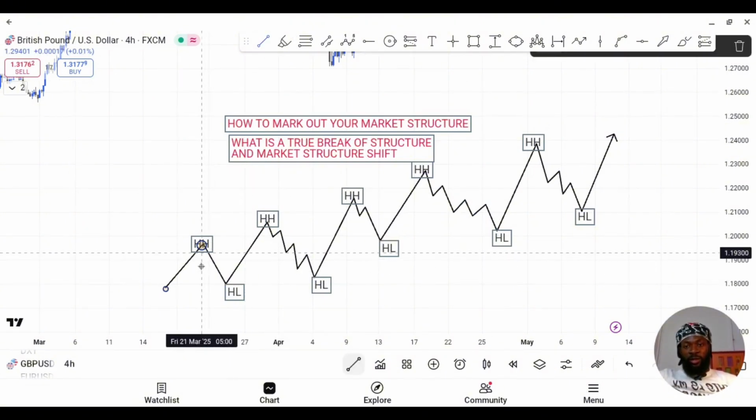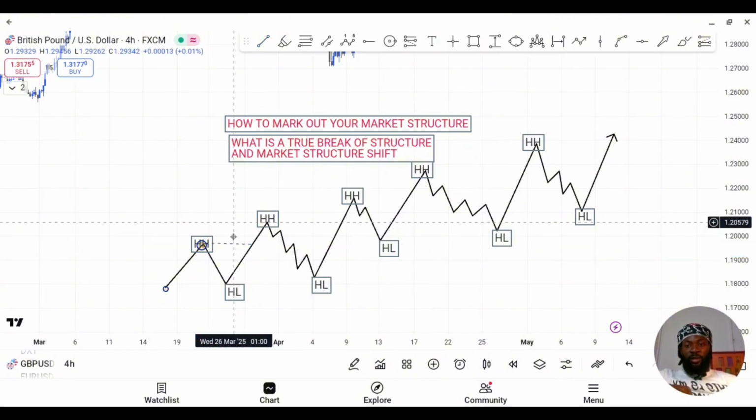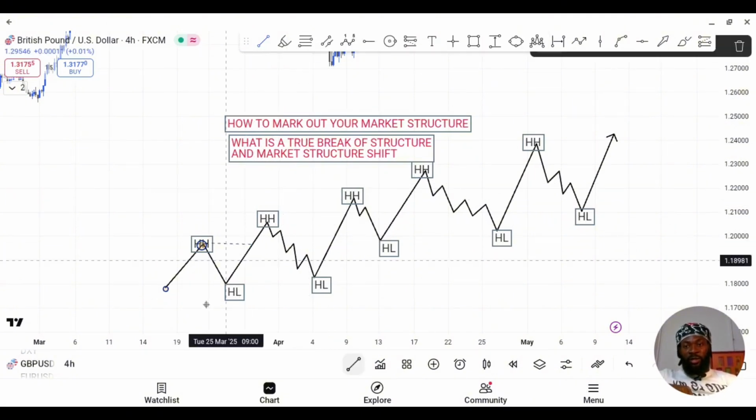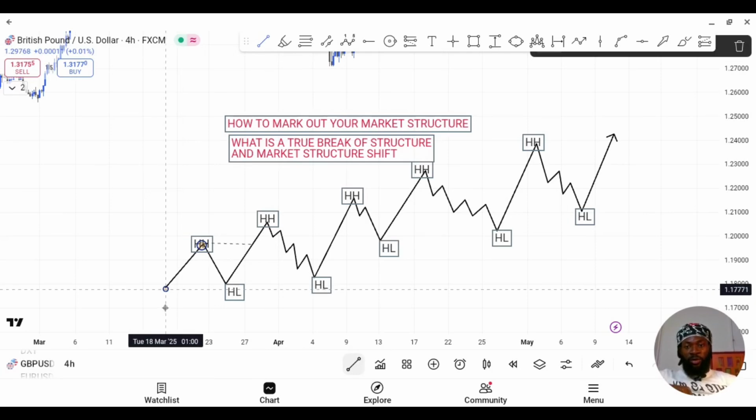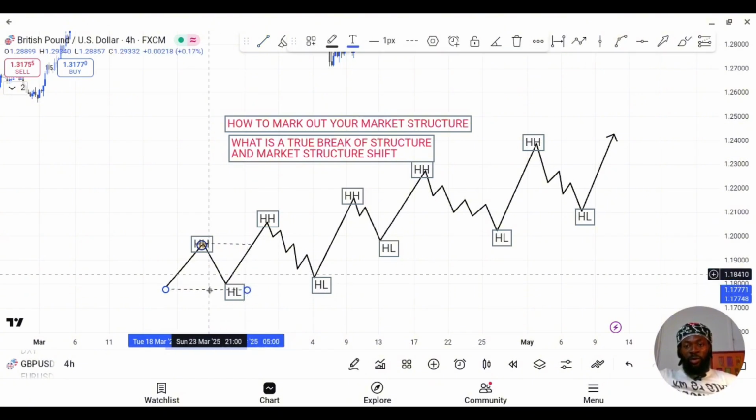Now let's mark this high, the last high the market created. We marked it, and let's also mark the previous low the market created. What is inside this box is what we call the price range. The market is in the price range inside the box.